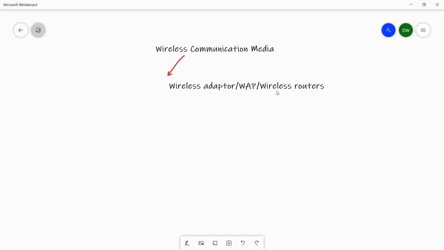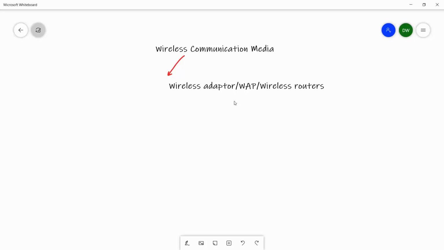And another thing we have is the wireless router. When we use a wireless router, we can connect two or more networks together, and the internet also can be accessed using these wireless routers, right? So you may have these wireless adapters or wireless routers for connecting your device to the internet, and in between you may have a wireless access point to provide internet access within your network, right?